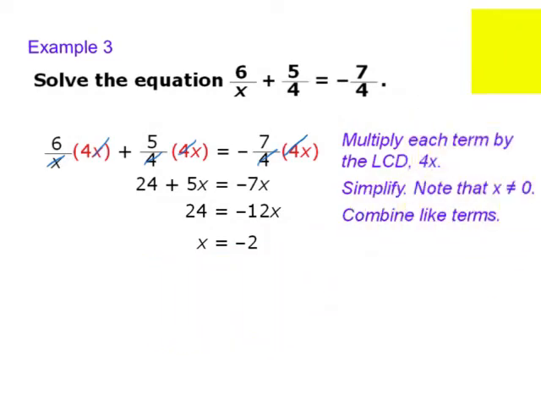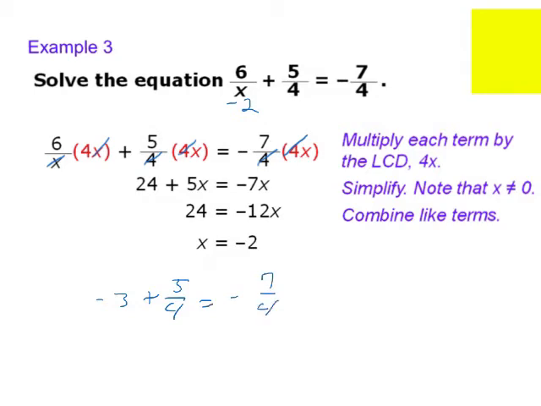Now again, make sure it works. So you're going to take that negative 2 right there, simplify that, and let's see, you have 6 divided by negative 2, which is a negative 3. Alright, so let's go down here and check it. We have negative 3 plus 5 over 4. Does that equal negative 7/4?